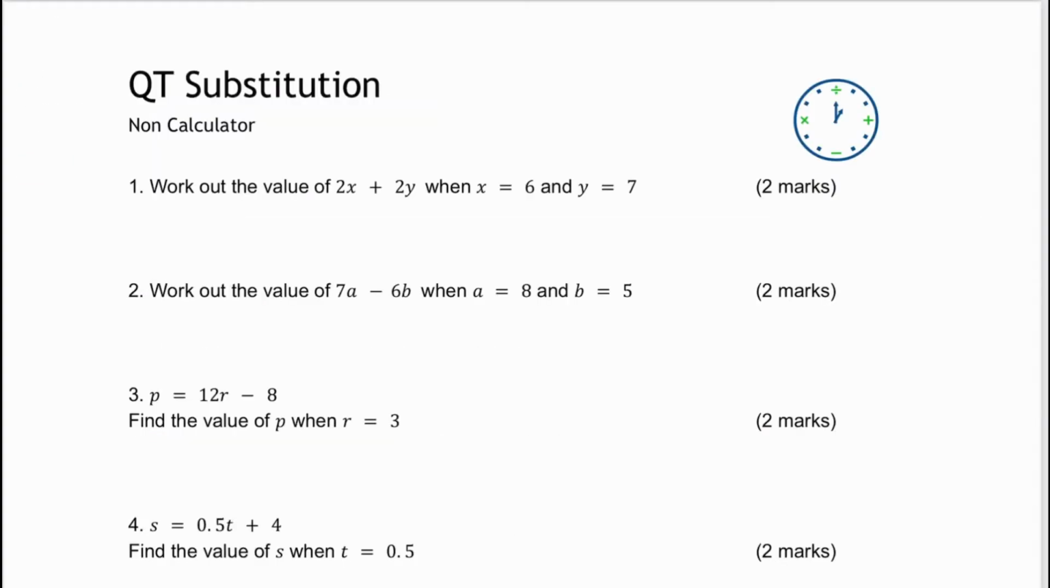Okay, in this worksheet we're going to be looking at substitution. It's aimed at about grade 3 GCSE. So it starts off fairly straightforward. Please do stop the video, have a go at each of these questions.